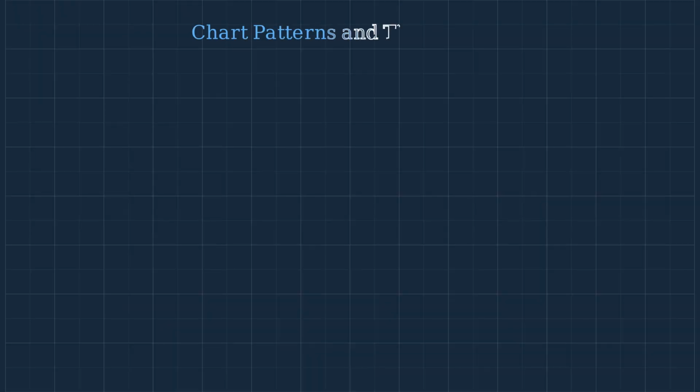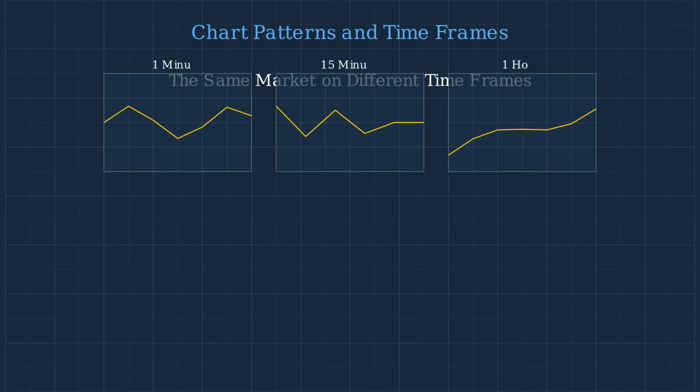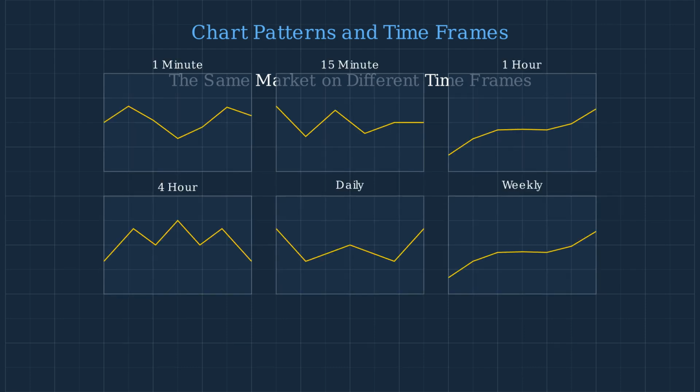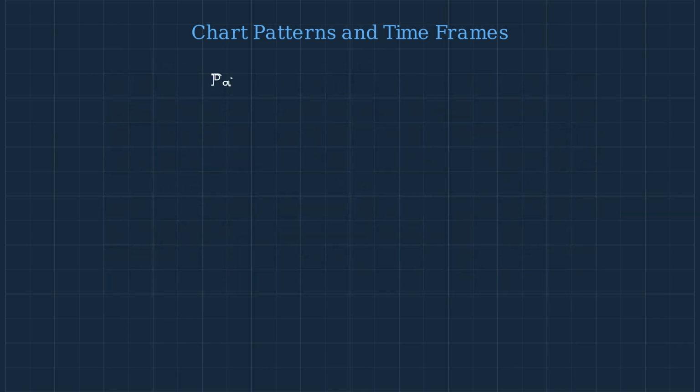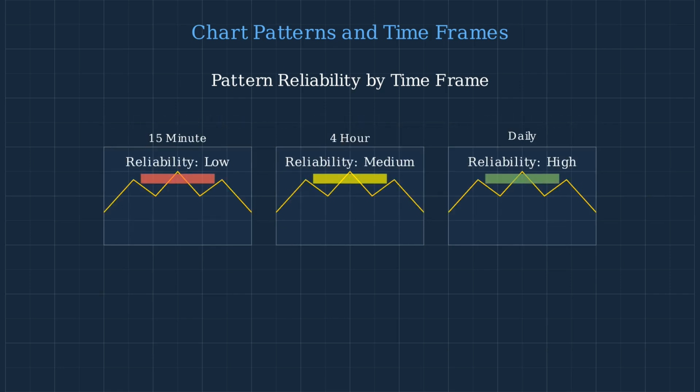This section explores how chart patterns behave across different timeframes. Chart patterns appear across all timeframes, from intraday charts to monthly views. The same market can display completely different patterns depending on which timeframe you analyze. Patterns on longer timeframes generally produce more reliable trading signals. Here we see the same head and shoulders pattern across 3 timeframes. Notice how reliability increases as we move from shorter to longer timeframes.